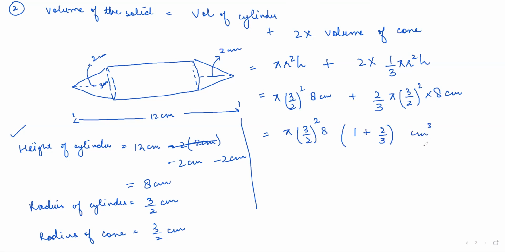Centimeter cube this time I'm going to get. So how will I get centimeter cube? Because this 3 by 2 is actually centimeter. So you do centimeter square and then 1 more centimeter you multiply. So you get the answer in centimeter cube. Okay, right. Now you put the values. So 22 by 7 into 3 by 2 whole square and then 4 into 8. And here you get LCM 3 and then 3 plus 2. So you get 5, right?